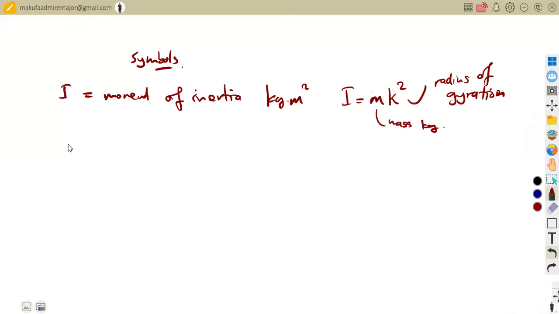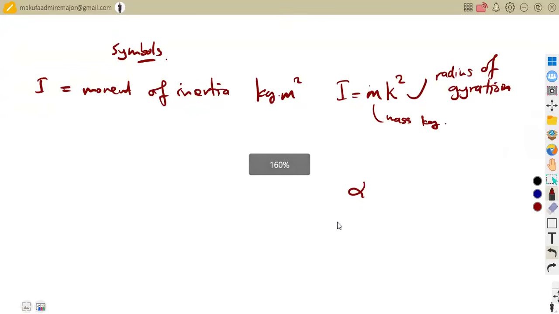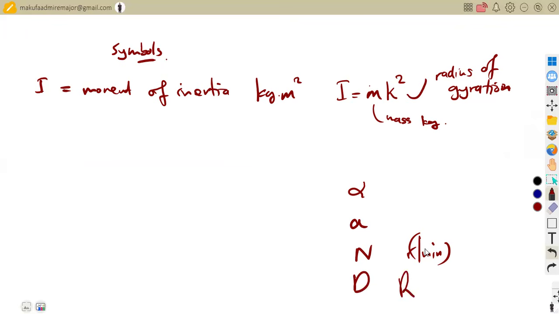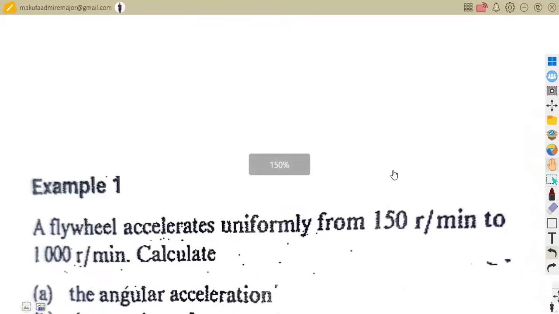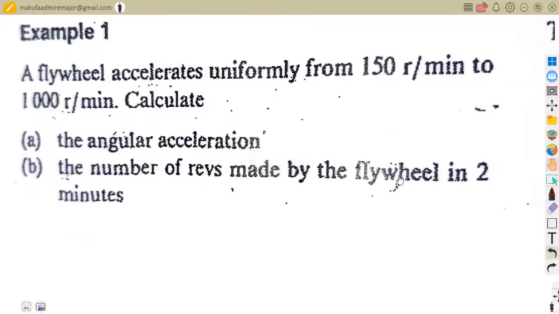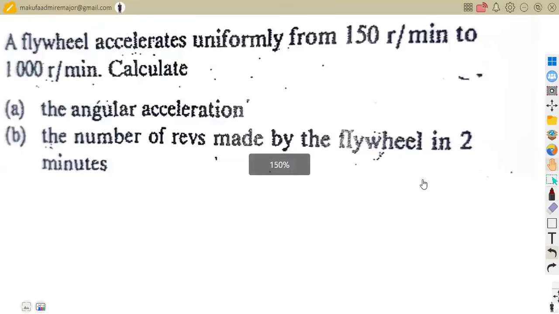We talked of alpha, the angular acceleration, and a for the linear acceleration. Remember n, your rotational speed in revs per minute. We talk of d representing the pulley diameter, r representing the radius, the kinetic energy, potential energy, the displacement s, all those things you know. It's not something new. So let us get through the questions and see how we are supposed to attempt this. But it's your angular motion from your Science N4, like I said before.